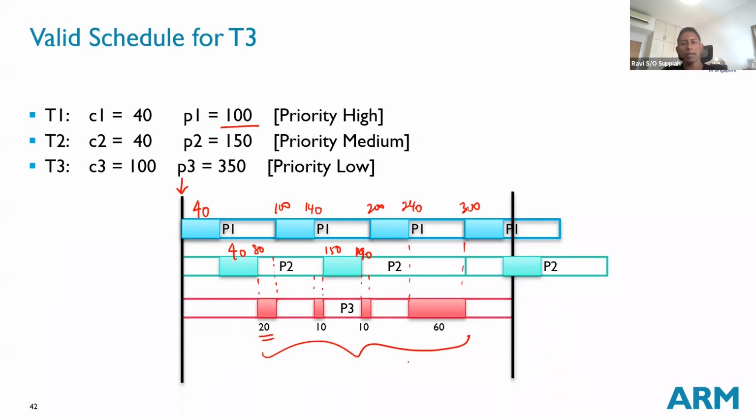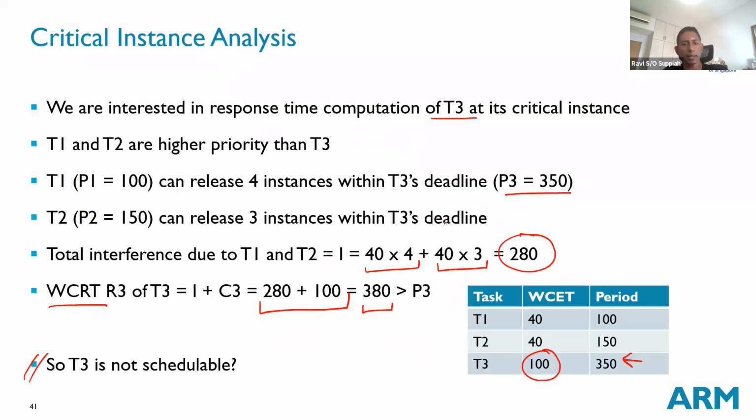If I add up all of this, I actually get 100, which is what my task 3 needs. So if you dive a bit deeper, we can see that those small pockets of time where the CPU was free were actually enough for me to complete task 3 within the deadline. So it is schedulable. That means this earlier critical instance analysis, by just looking at the actual interference values alone, is not sufficient.